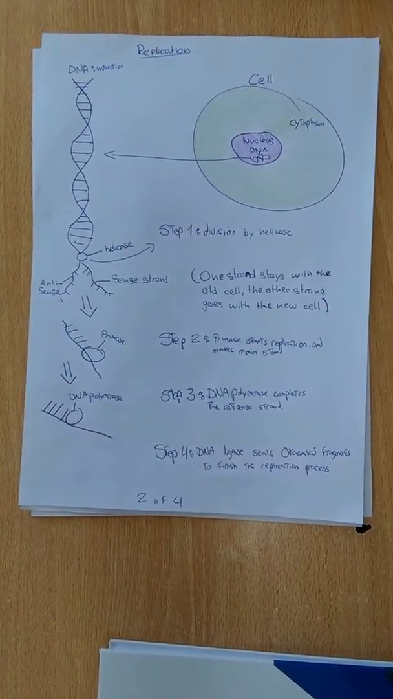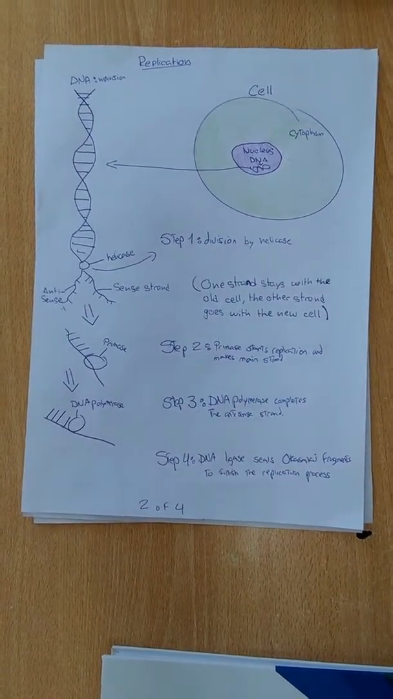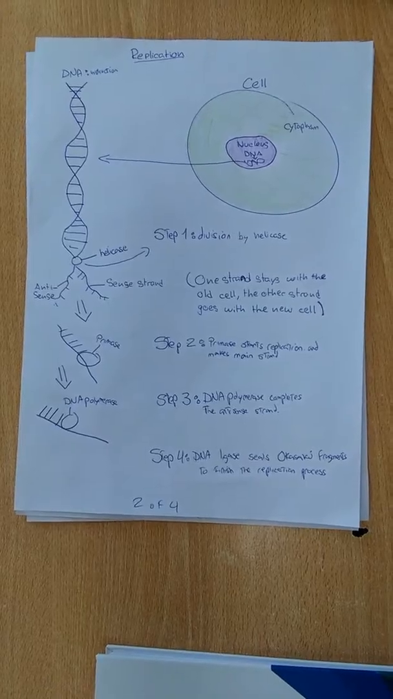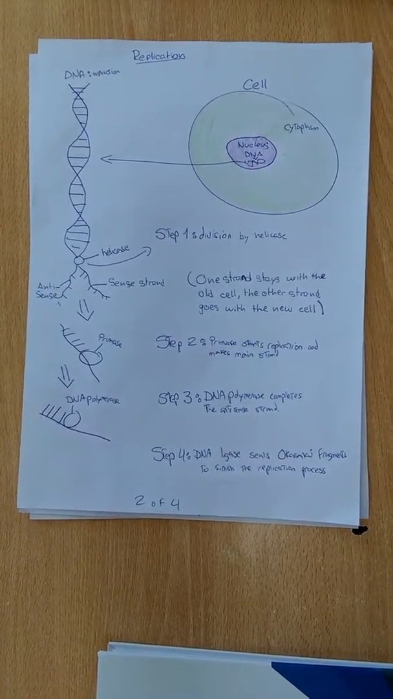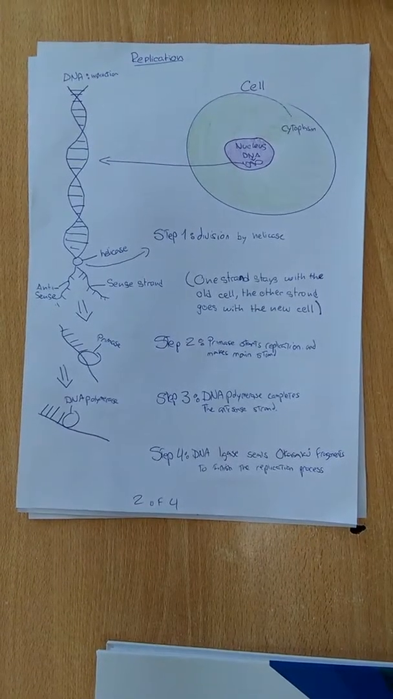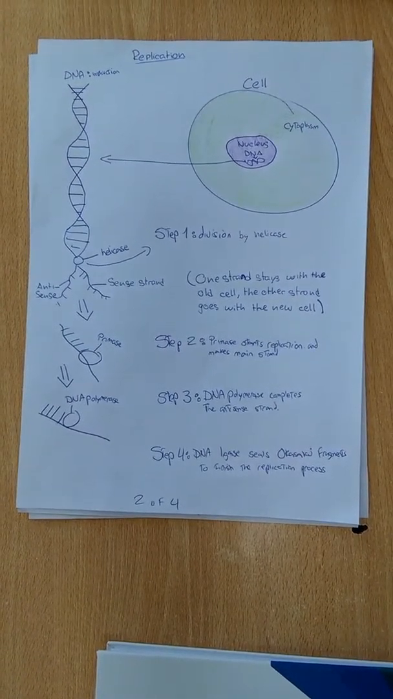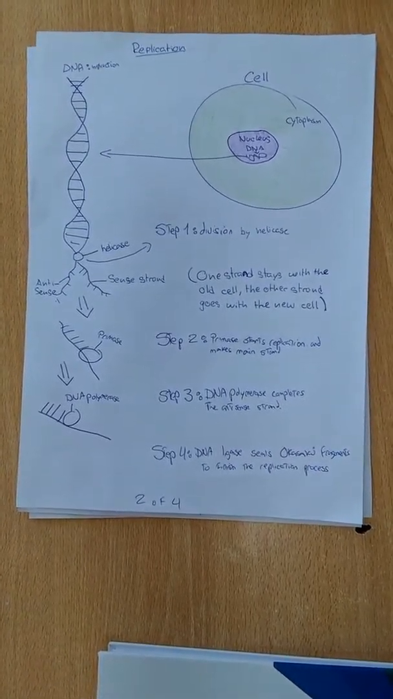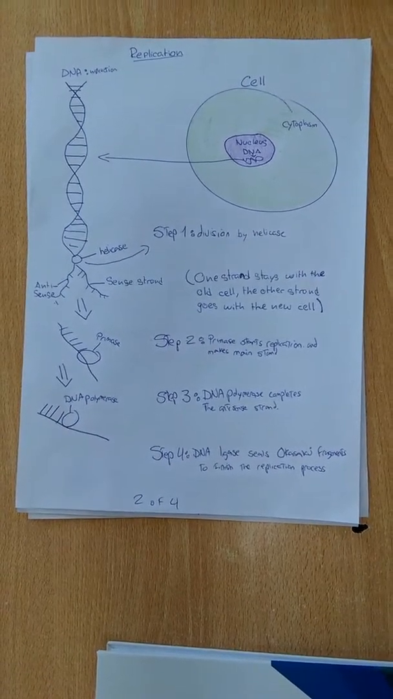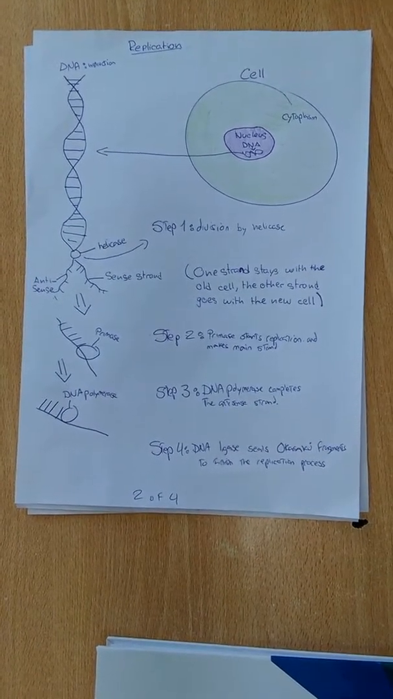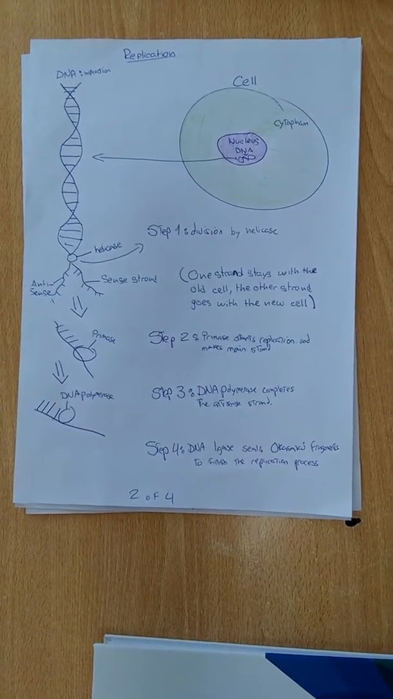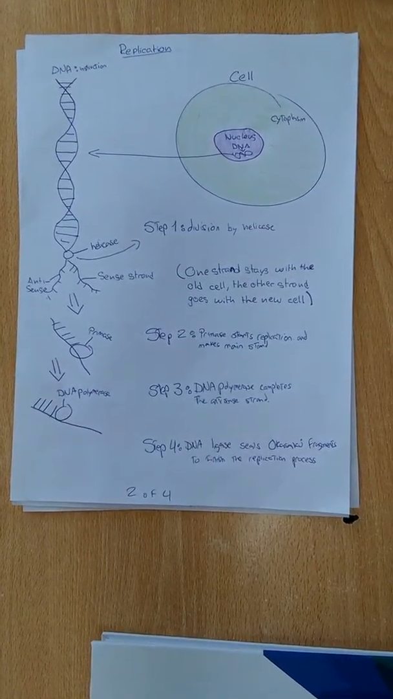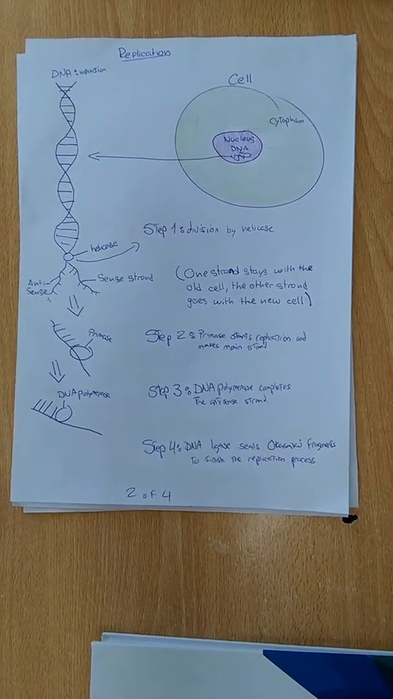So in step 3, the DNA polymerase completes the antisense strand, or the sense strand in other cases. So at the end of it all, the DNA ligase seals the Okazaki fragments to finish the replication process.